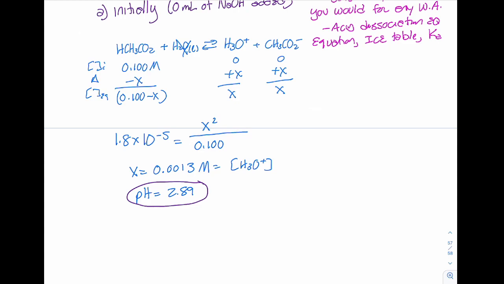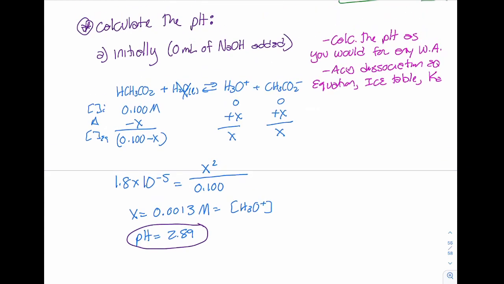So before any base has been added, all I have is a weak acid solution. We calculate the pH as you would for any weak acid, right? That involves writing my acid dissociation equilibrium equation, making my ice table, setting it equal to Ka, solving for x, which is hydronium, take the negative log of that to get my pH.